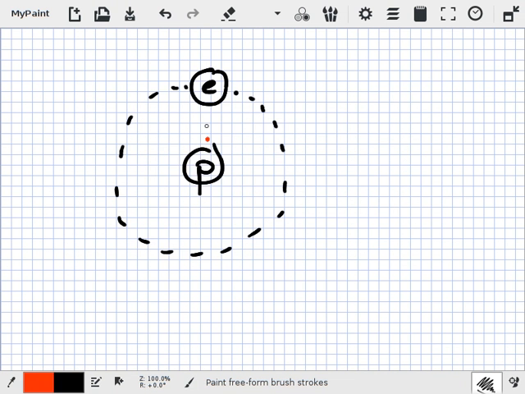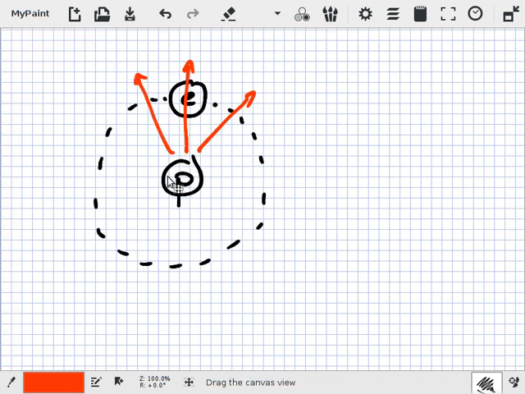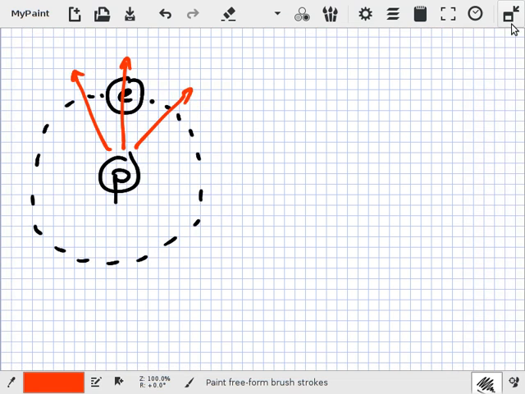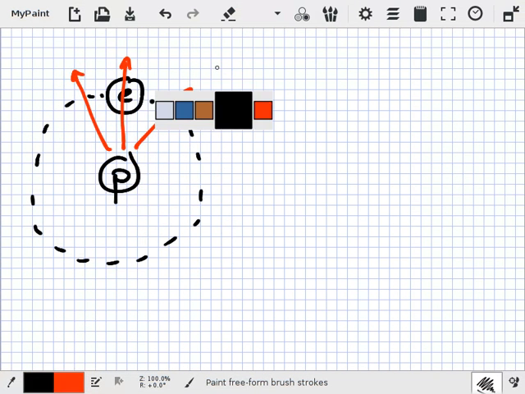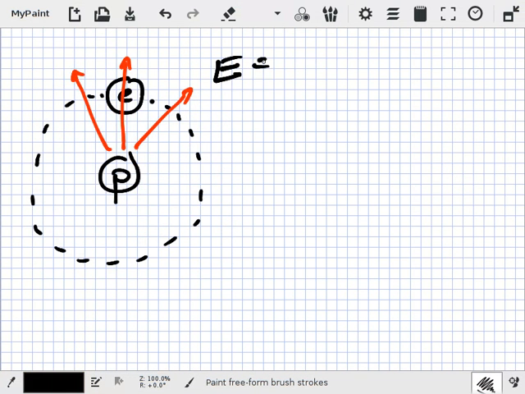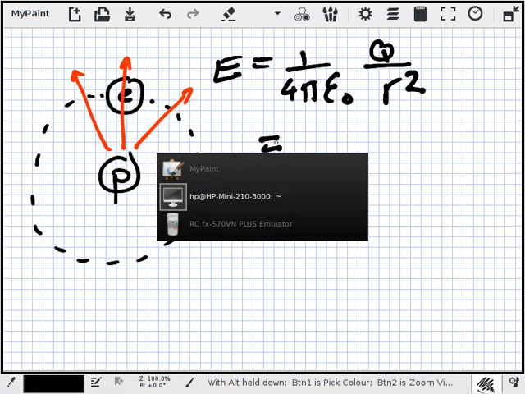So here's the proton, and the proton sends out an electric field, and I want to know how strong it is. So which formula do I need here? E equals 1 over 4 pi epsilon zero. It's this one, isn't it? Yeah, Q over r squared. That one. Yeah, so let's calculate it.